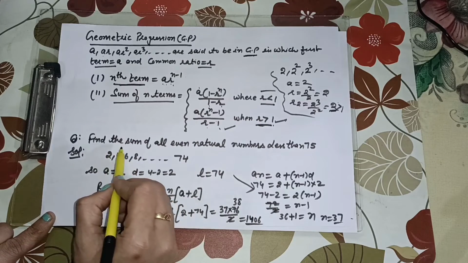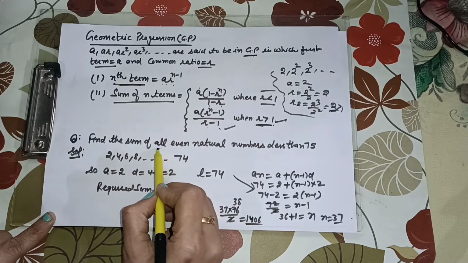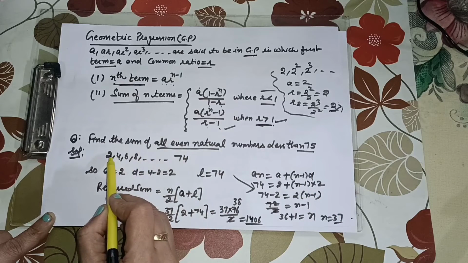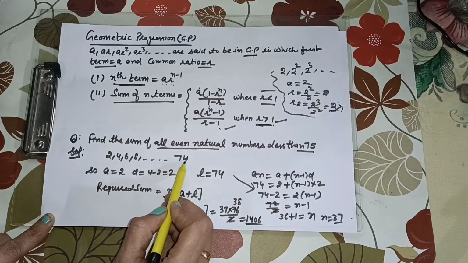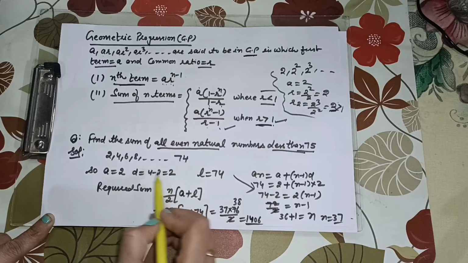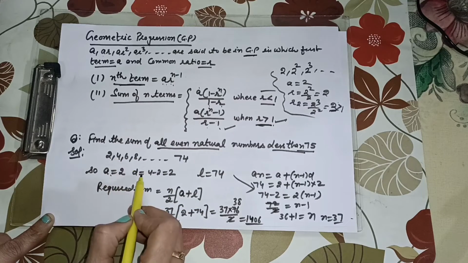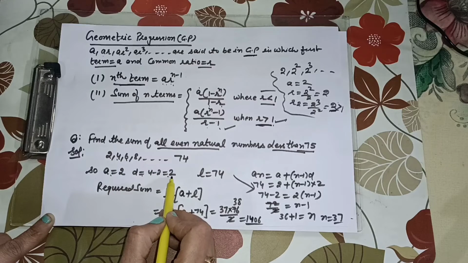Now I will explain one illustration of arithmetic progressions. Find the sum of all even natural numbers less than 75. Even means divisible by 2: 2, 4, 6, 8 and so on up to 74, because it is mentioned in the statement less than 75. First I will check whether it is an AP or GP. a is equal to 2. The common difference is 4 minus 2, that is 2. Again I will find the second common difference: 6 minus 4 is again 2. That means it is an AP series.